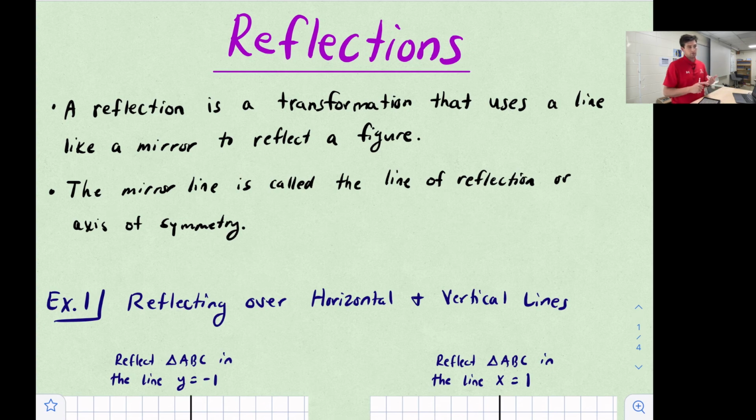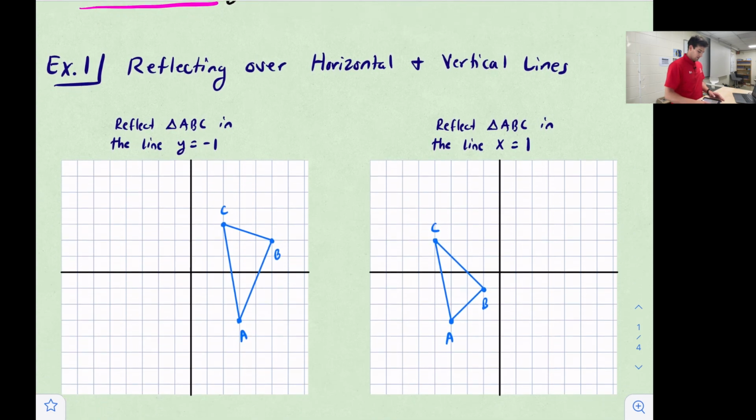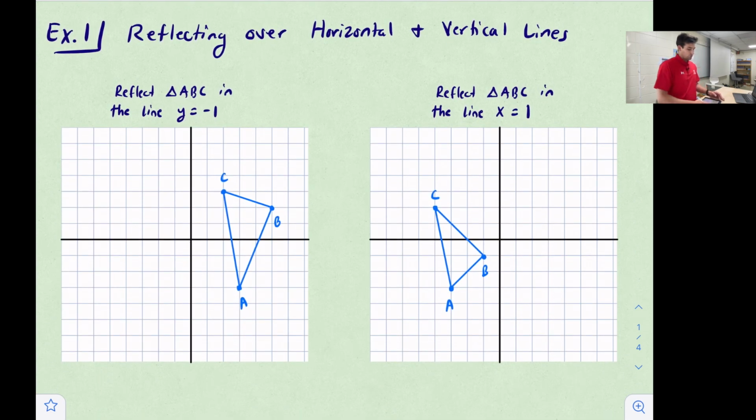In other words, when we do a reflection, the shape stays congruent: it has the same shape and the same size. This mirror line is called the line of reflection or the axis of symmetry. That is the name of the line that we will be reflecting shapes over. All right, example one: we can reflect over horizontal and vertical lines, and we can reflect over diagonal lines.